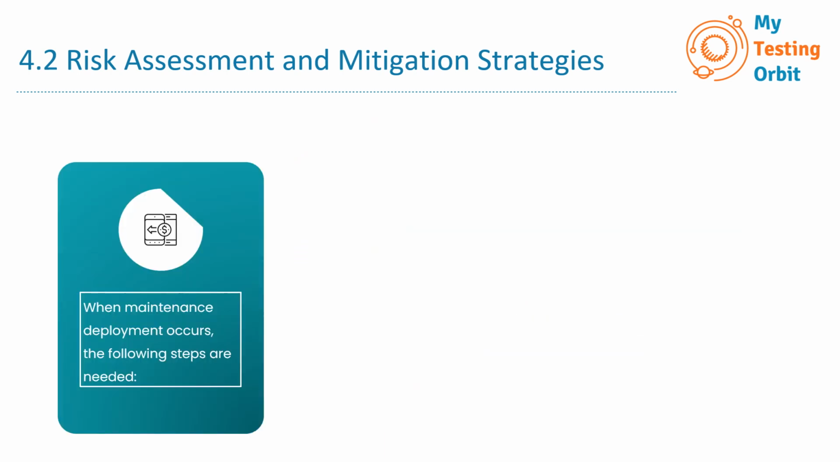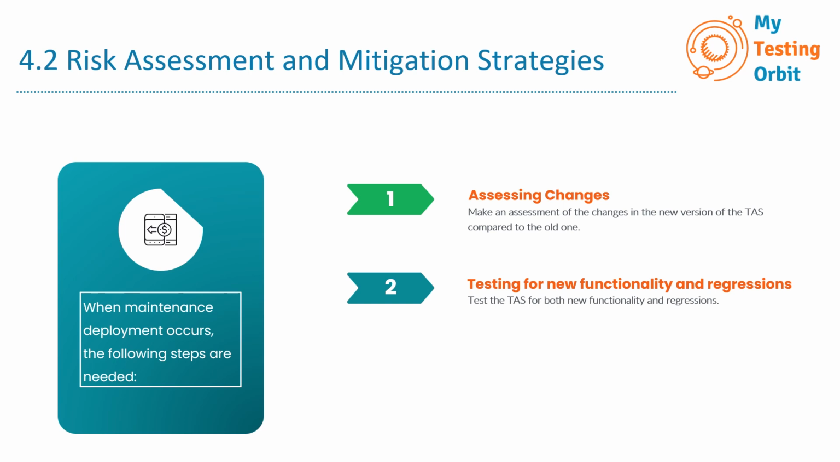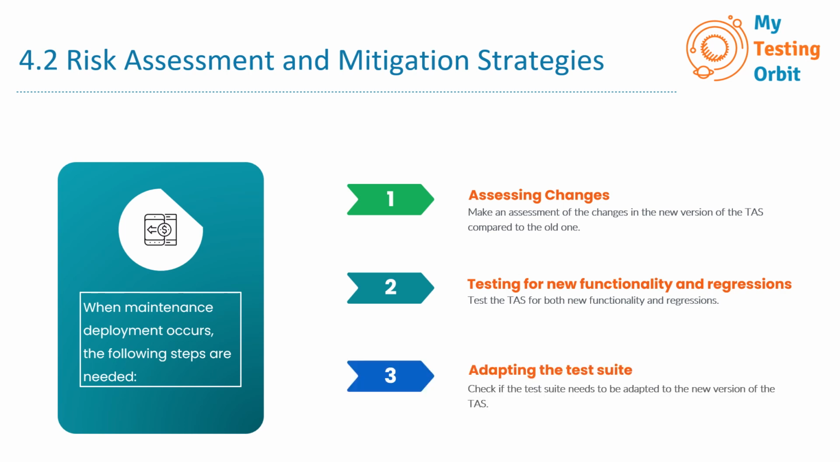When maintenance deployment occurs, the following steps are needed. Number one, assessing changes. Make an assessment of the changes in the new version of the TAS compared to the old one. Number two, testing for new functionality and regressions. Test the TAS for both new functionality and regressions. And number three, adapting the test suite. Check if the test suite needs to be updated to the new version of the TAS. To summarize, during maintenance deployments, we assess what's new, test everything thoroughly, and make sure that the tests themselves are in sync with the updated TAS.